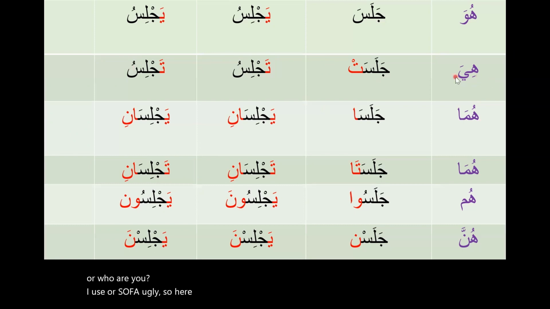Here is she. Here جلست, she sat down, and she sits down. Here تجلس. And then for the future, هي ستجلس or سوف تجلس. There is no imperative.